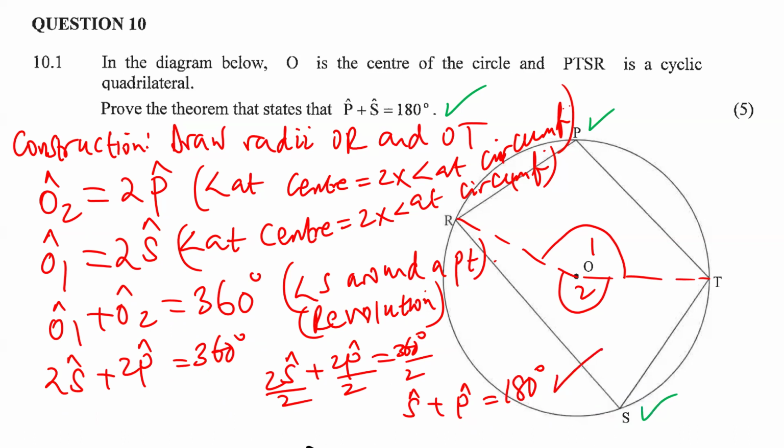180 degrees. Okay, so we can proceed to write this properly, because the examiner wrote angle P first. So angle P plus angle S equals 180 degrees.